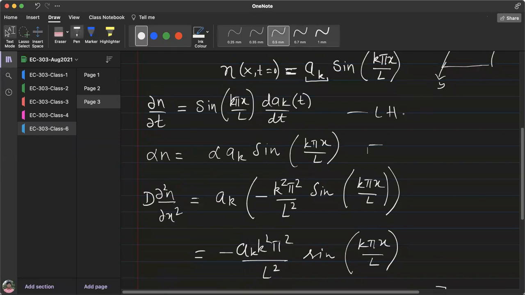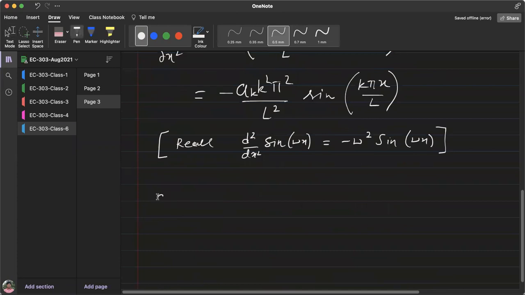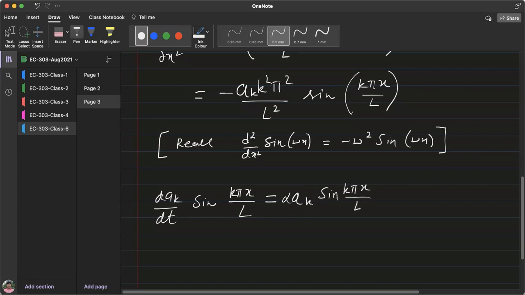This is the right hand side first term, right hand second term. Just put them all together. So you have d ak by dt on the left hand side times sine k pi x by L is equal to, first term is alpha times ak times sine k pi x by L minus ak k square pi square by L square. If I'm making any algebraic mistakes, please do let me know. I wish I wrote all this in the same order every time.